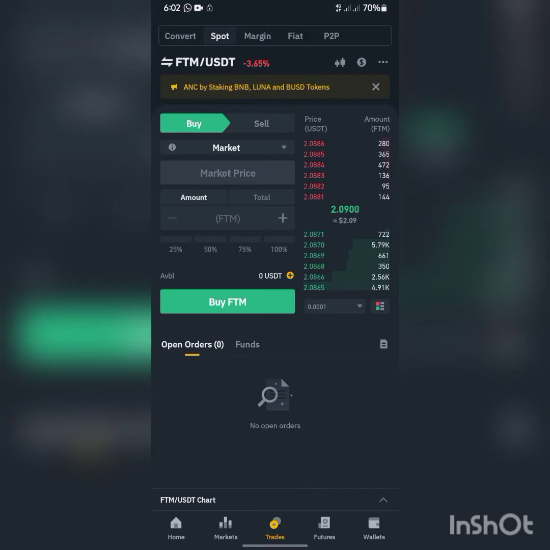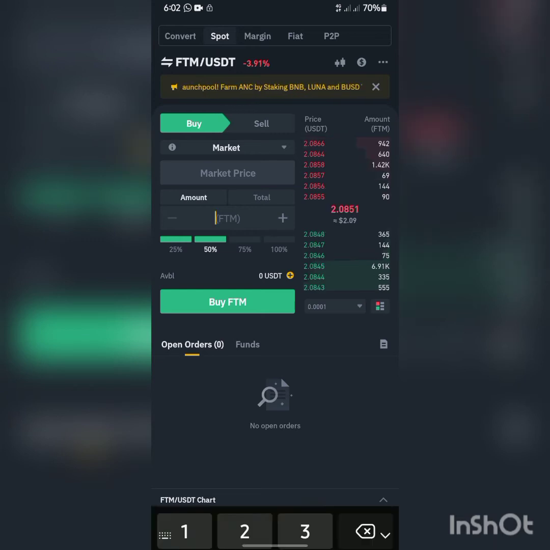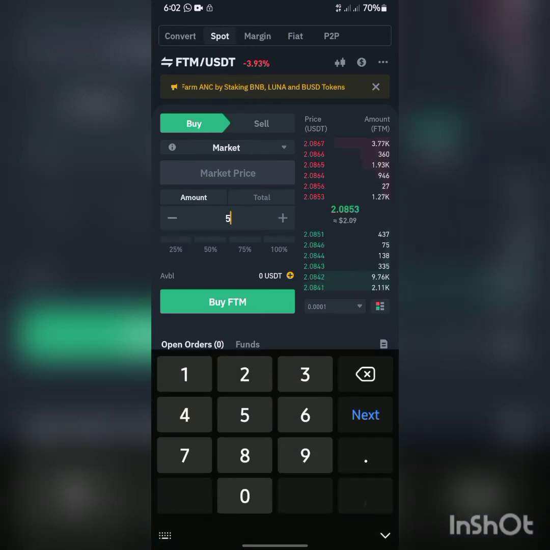As you can see, in market there's no way to input your figures to negotiate with the platform. You can't bargain with them. So you just click on 100 or 75 or 50, depending on the amount of USDT you currently have in your wallet, or you can input the amount of FTM you want to buy, as long as it doesn't exceed the USDT you have.